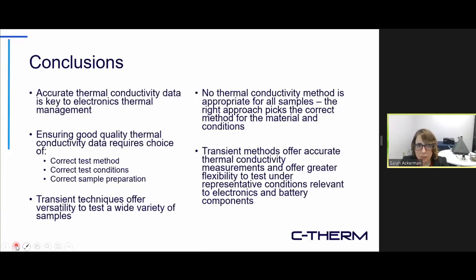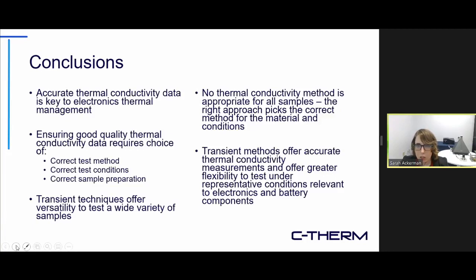Transient techniques do offer a lot of versatility to test a wide variety of samples. Many of them have a dynamic range in their thermal conductivity measurement range of 3 or 4 orders of magnitude. So they can be very versatile and very powerful in terms of characterizing materials for you. But that said, no one method is going to be appropriate for all samples. The correct approach is kind of a holistic approach that picks the correct method for the material and the test conditions at play.